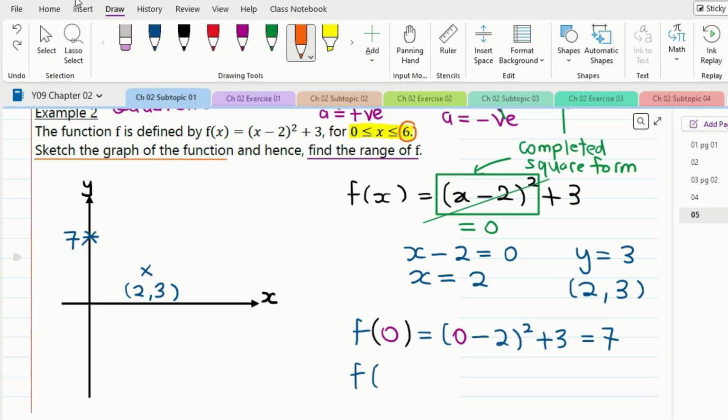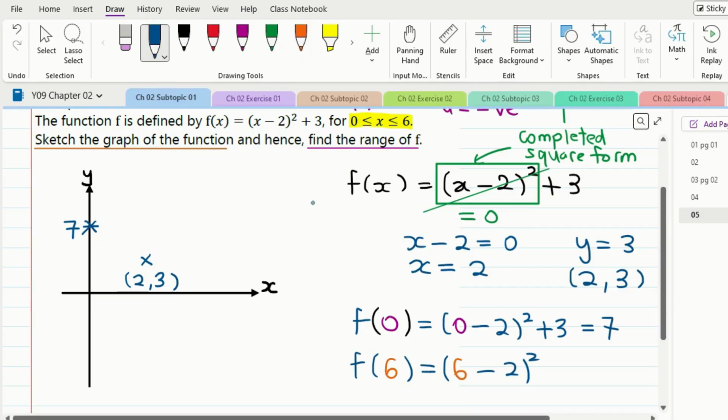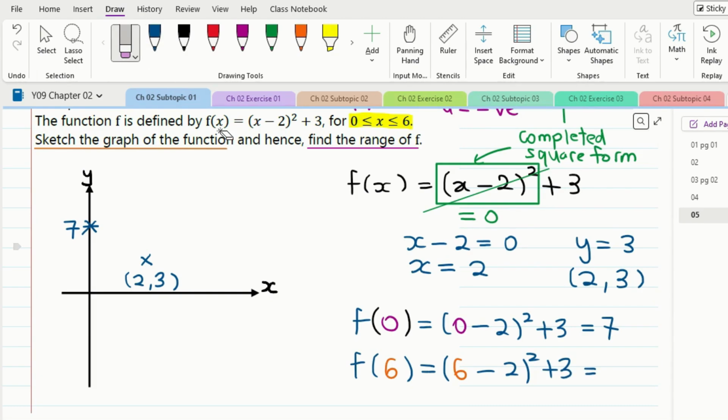Okay, by the way, this is optional because it is not intersecting any x or y axis, right? So here, just calculate, okay, just to be safe. Okay, let's estimate where it is going to be later. So (6 minus 2) squared is 4 squared, 16. 16 plus 3 is 19, right?